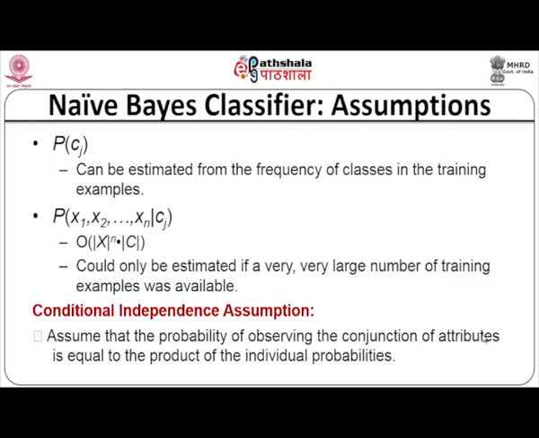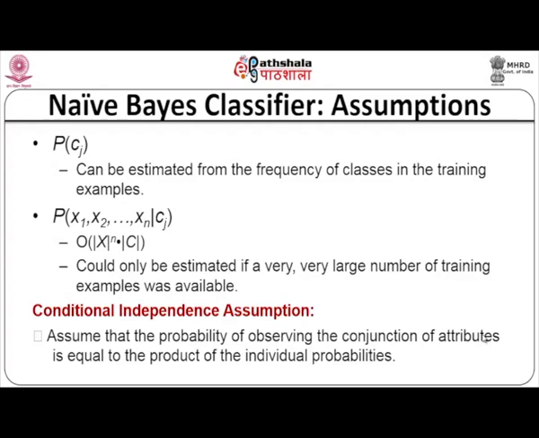So, if you give the training data properly, you will get the naive Bayes also properly. If you want to actually determine the joint probability of x1 to xn given the class, it could be estimated only if a very large number of training examples are available. That is why we go for the conditional independence.